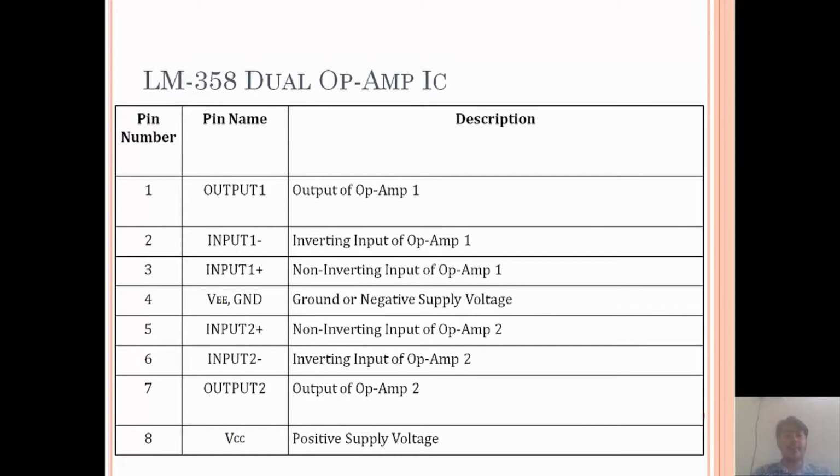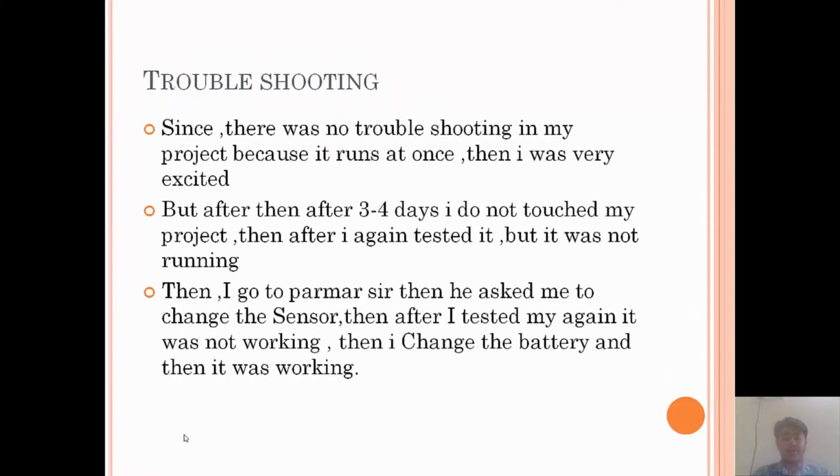Now the LM358 dual op amp IC. Pin 1 is the output of op amp 1. Pin number 2 is the inverting input of op amp 1. Pin number 3 is the non-inverting input of op amp 1. Fourth is VEE or ground, the negative supply voltage. Fifth pin is the non-inverting input of op amp 2. Sixth is the inverting input of op amp 2. Pin 7, output 2, is the output of op amp 2, and pin 8, VCC, is the supply voltage.